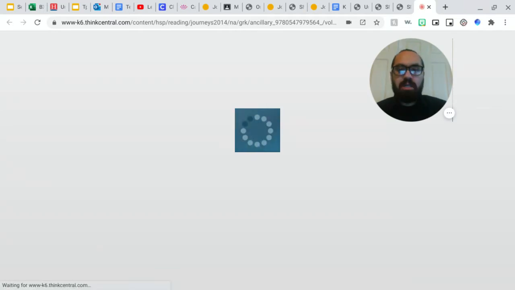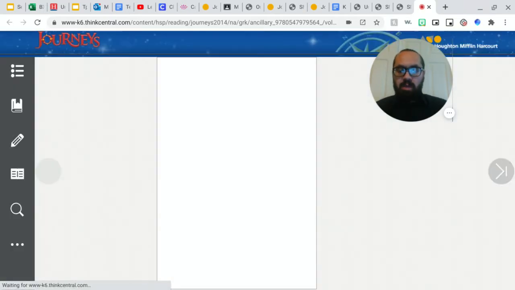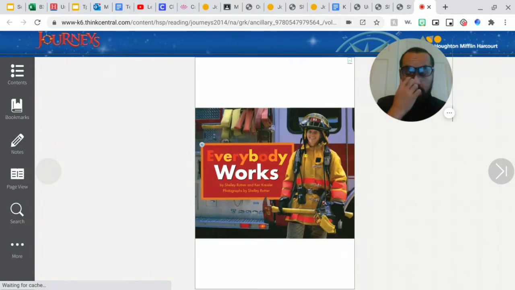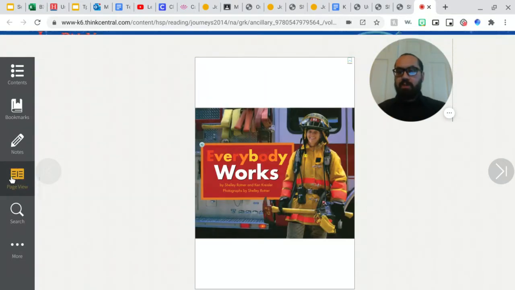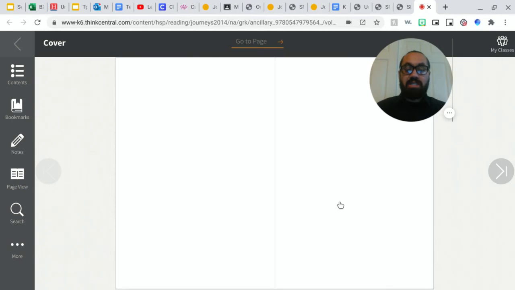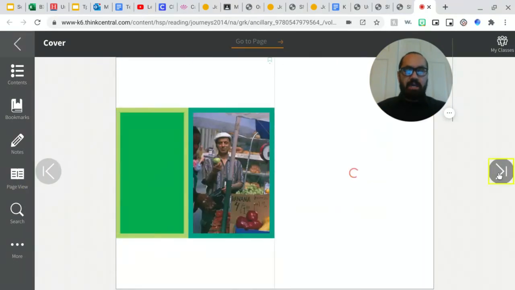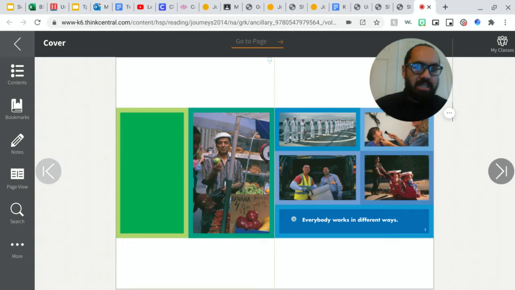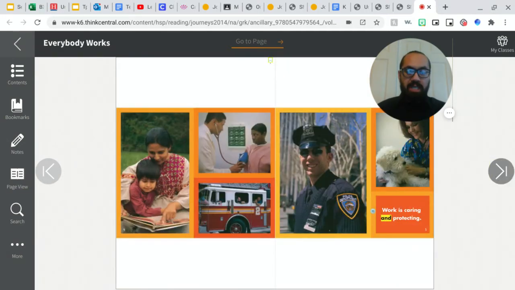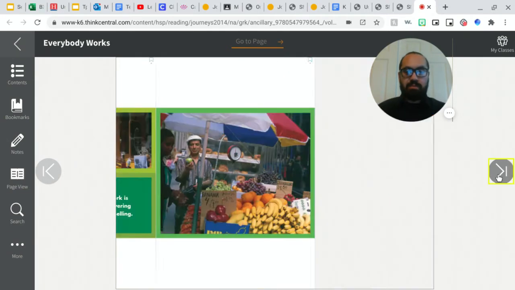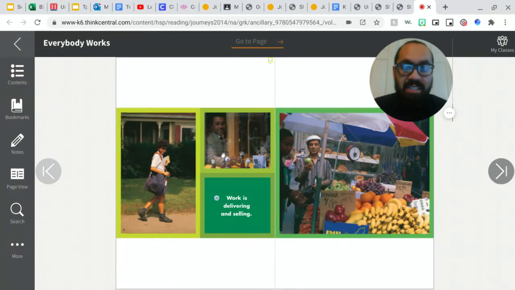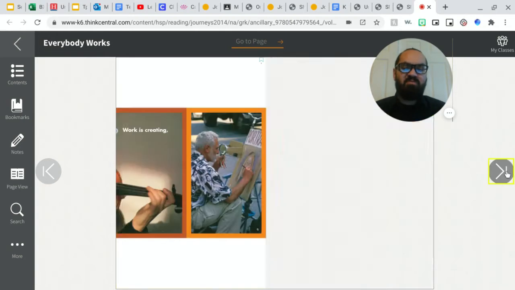Hey, I'm back. All right, let's wait till the story loads. Again, we're back to Everybody Works. We read this yesterday, so this is our second time reading it. Let me move it along a little bit. Okay, so we know the table of contents says everybody works in different ways. Again, I can see that the picture matches the words. Okay, work is caring and protecting. Work is delivering, like the mail, and selling, like the fruit and the watches.